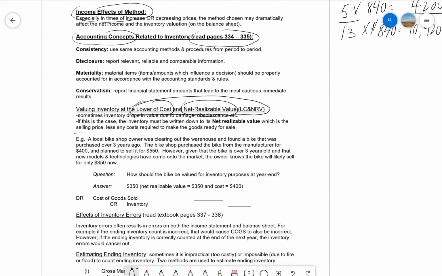Read through this example here. We have a bike shop owner. The bike shop owner was clearing out their warehouse and they found a bike that was purchased over 3 years ago. Now, when they bought it 3 years ago, they paid $400. Now, they had planned to sell it for $550, but now that the bike is 3 years old, and because there's newer models on the bike market, the bike will likely only sell for $350. So the question is, how should the bike be valued for inventory purposes at year end?